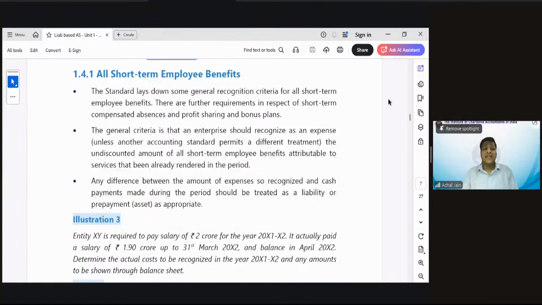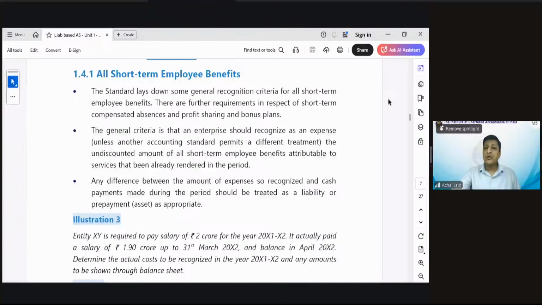Entity XY is required to pay a salary of rupees 2 crores for the financial year X1, X2. It actually paid rupees 1.9 crore up to 31st March, and the balance is payable in April X2. You are required to determine the actual cost to be recognized for the financial year X1, X2, and any amounts to be shown through the balance sheet. Over to you.